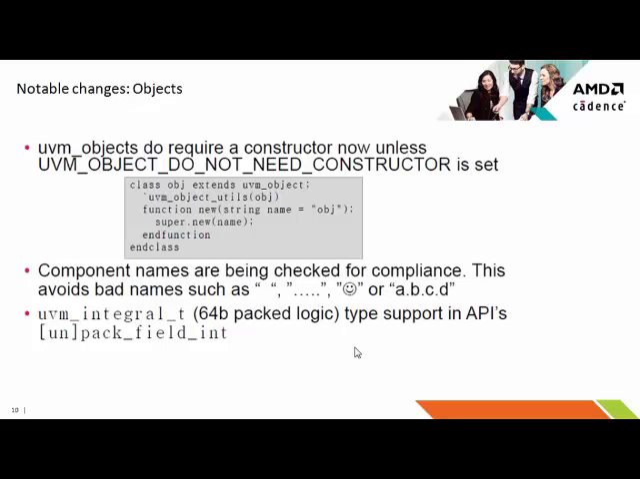This is 64-bit packed logic. I haven't used this type, but I'm told it's in there because up to now I think it had to be 1024 bits. So this allows you to be more memory efficient by having 64 bits rather than 1024 bits. So that's a new type they introduced for memory saving. Okay. Phasing.